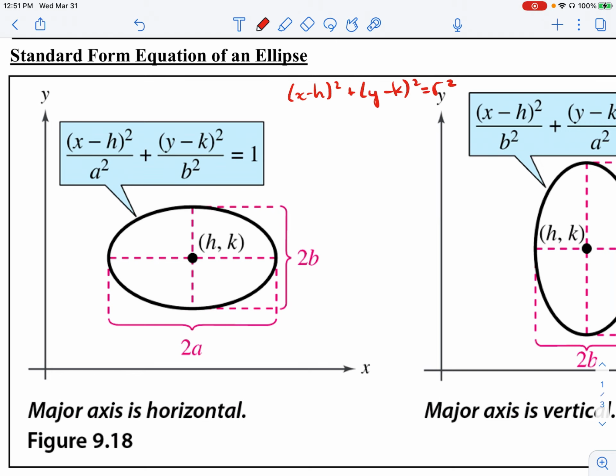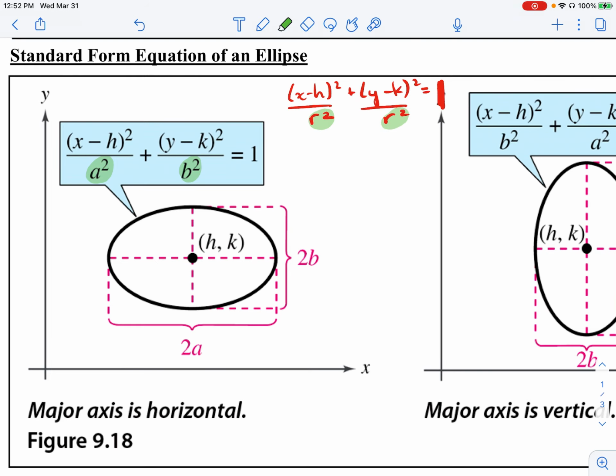Well, what's the big difference? First off, we know that the right side is equal to 1. So if I wanted that to look like the other, I would just divide everything by r squared, and that's going to give me 1. Now compare the two. Now they look almost identical. The only difference now is that here we have a squared and b squared versus r squared and r squared.